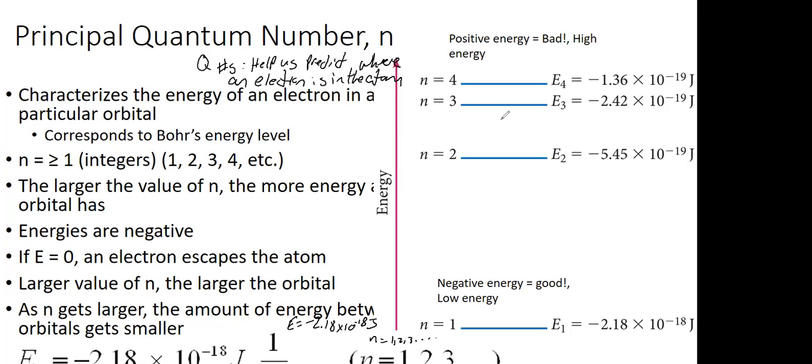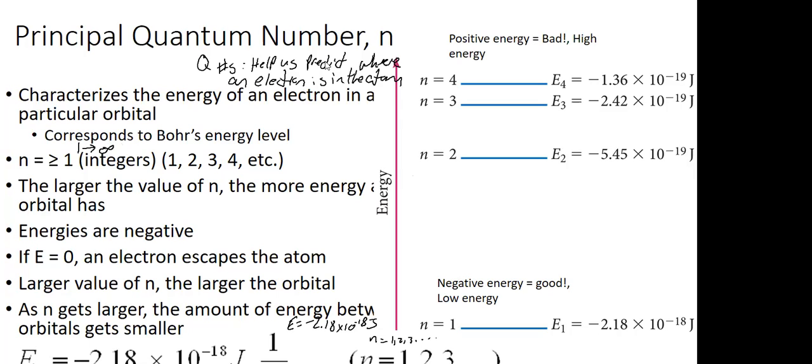So the first thing we have to describe when trying to find where an electron is in an atom is the principal quantum number. What energy level are you at? And this n goes from 1 to basically infinity. And they're integers. So 1, 2, 3, 4, 5, 6, 7, 8. And the higher the value of n, the more energy in that orbital.